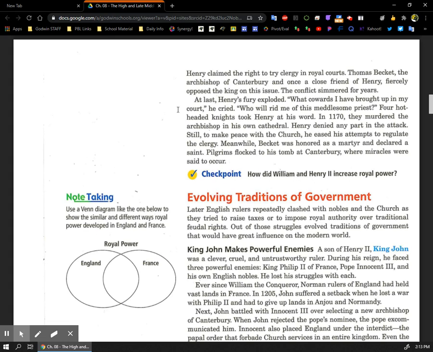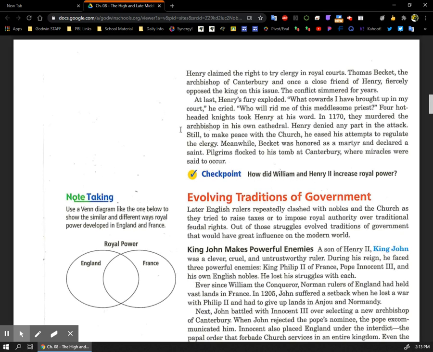The conflict simmered for years. At last, Henry's fury exploded. "What cowards have I brought up in my court?" he cried. "Who will rid me of this meddlesome priest?" 4 hot-headed knights took Henry at his word. In 1170, they murdered the archbishop in his own cathedral.